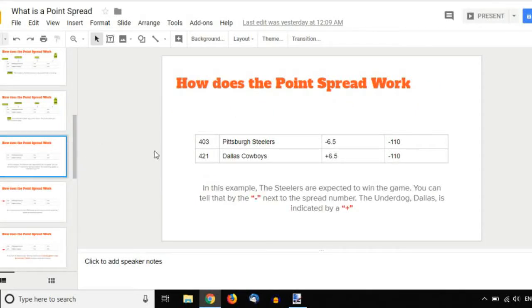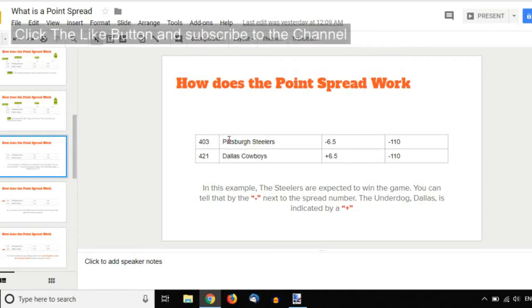So in this example, we have the Pittsburgh Steelers minus 6.5, Dallas Cowboys plus 6.5, minus 110 on both of them. In this example, the Steelers are expected to win. They are the favorite team. We can tell that by the minus right there, minus 6.5. That minus tells us that they are expected to win. They are the projected winner of this matchup. The plus means they are an underdog. Pretty simple there.